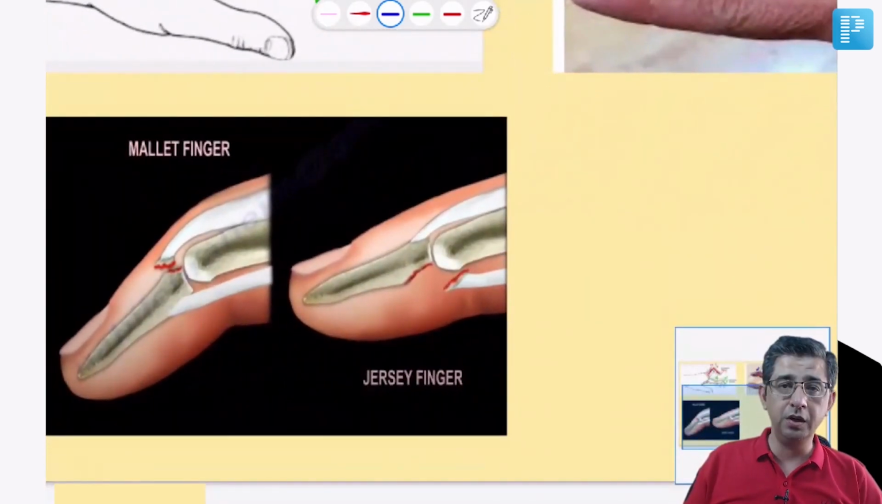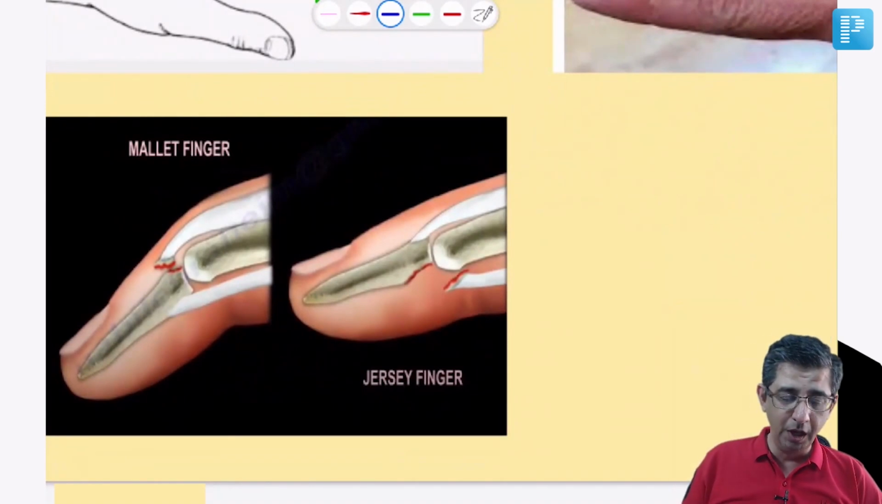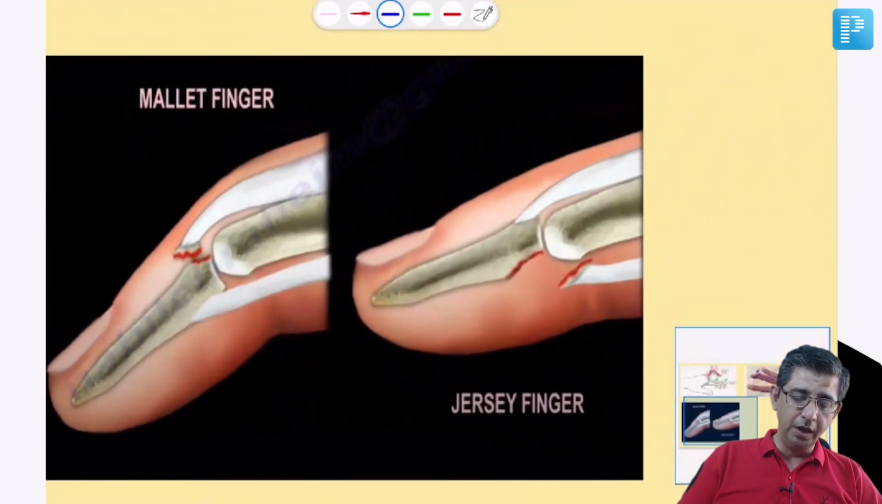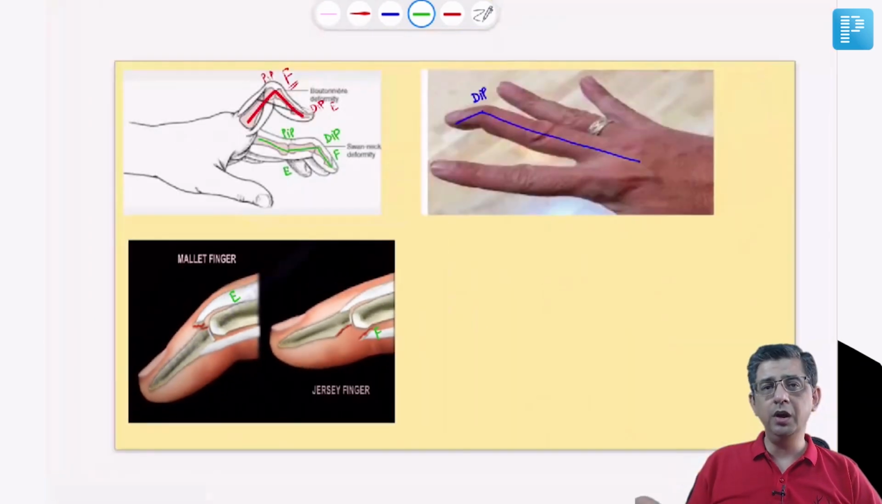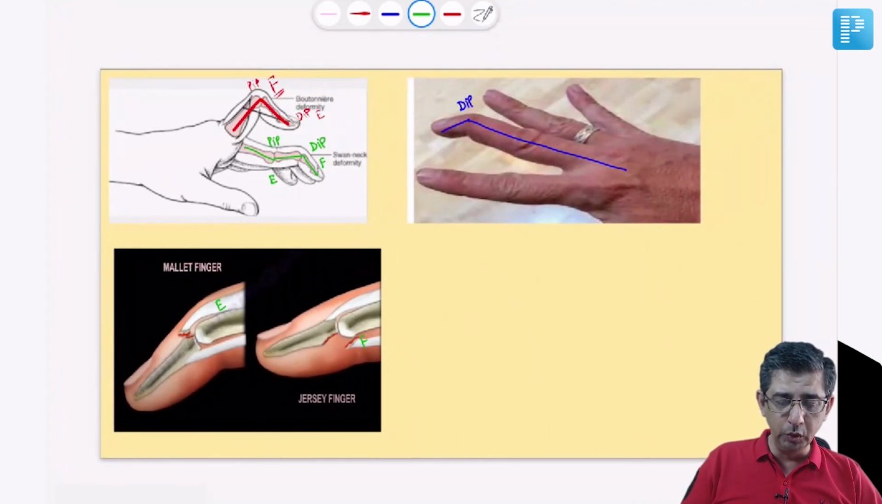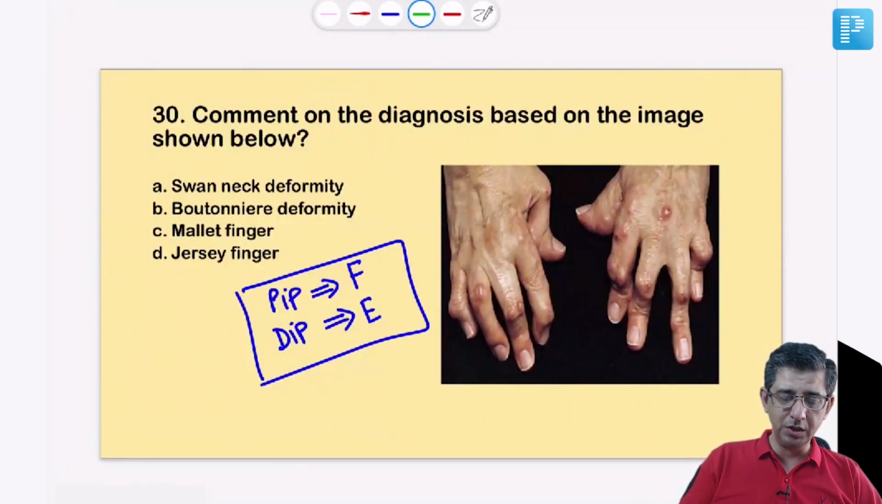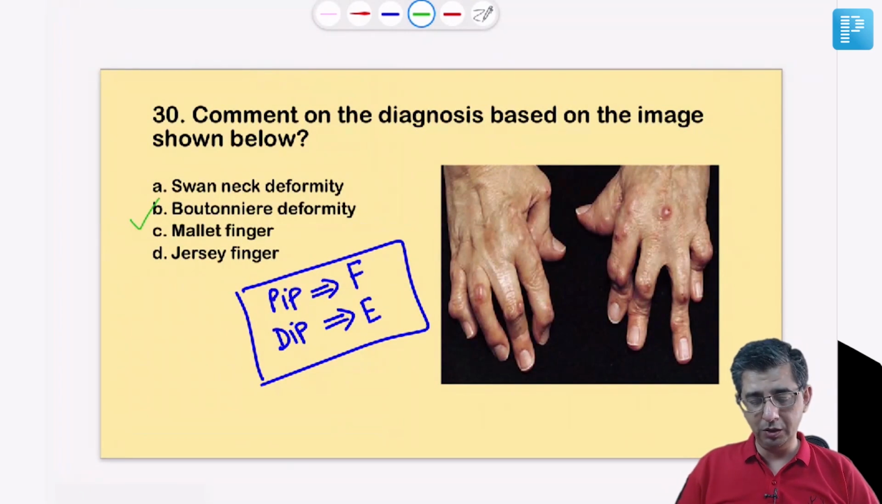And jersey finger, which was option number D, is exactly opposite. You can notice that in mallet finger, it is the extensor tendon which is avulsed out, and in jersey finger it is the flexor tendon which is avulsed out. So if you can just go through these images, it will resolve the controversy for you. And the answer to this, I would rate it as boot and hairs based on the inputs that I got.